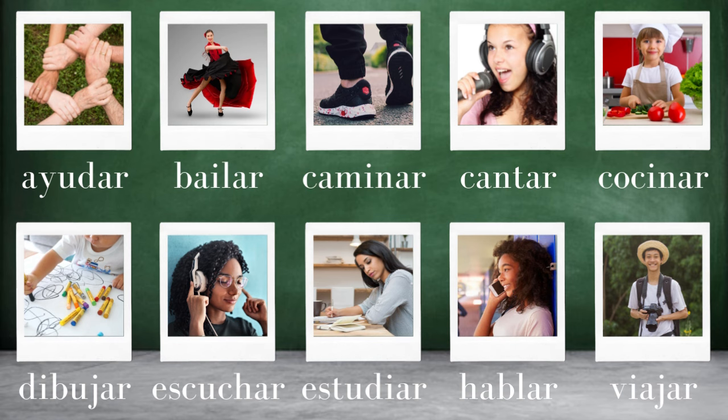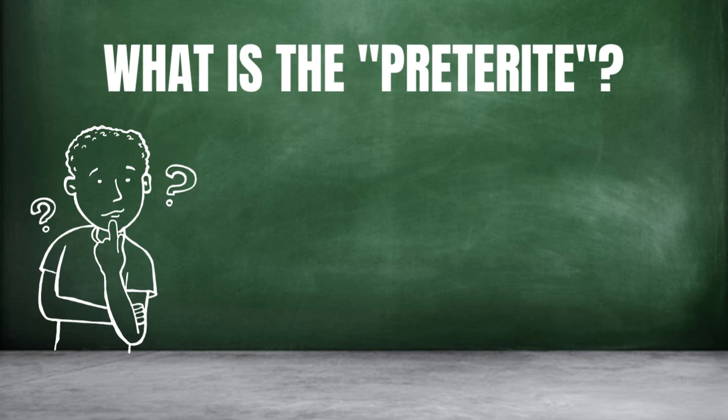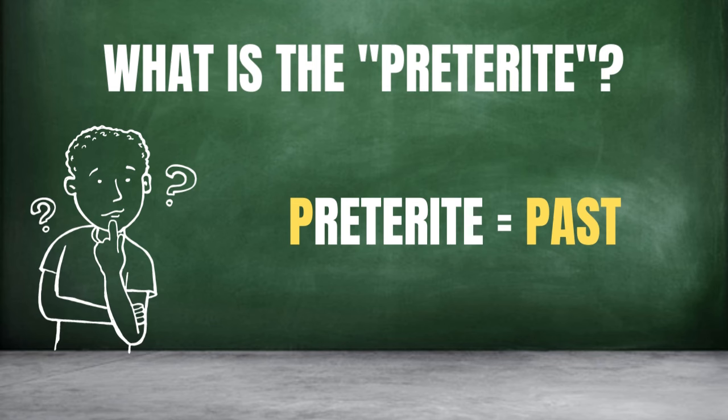Today we will learn how to properly conjugate each of these verbs and more in Spanish in the preterite tense. But first we must answer a very important question. What is the preterite tense? The preterite means past. Preterite is the tense that we use when we talk about things in the past. An easy way to remember this is that both words, preterite and past, start with the letter P.